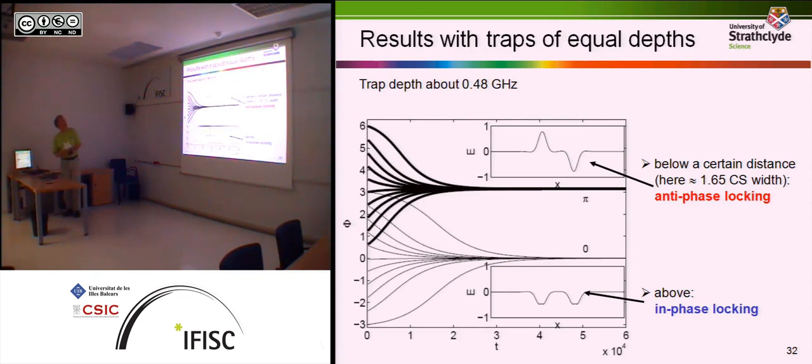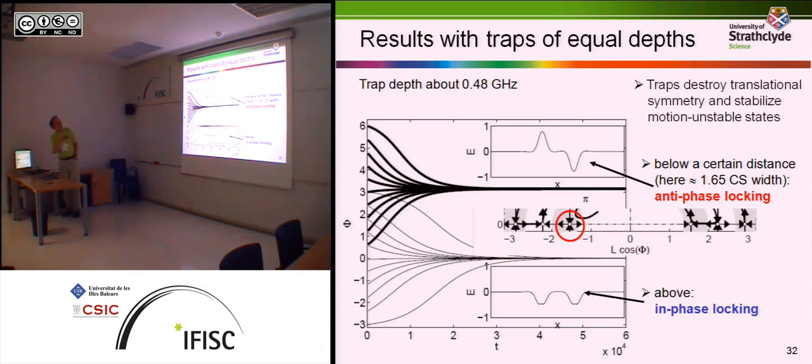And then if you put in the traps, you find at certain distances that they lock in antiphase. So what you see here is time. This is the initial phase. They are initiated with different relative phases, and then you see they all merge to a common solution, which is this pi phase shift. The interpretation of that is you stabilize this saddle by the trap, because it was position unstable, but due to the trap, the positional instability is removed and the phase stability remains.